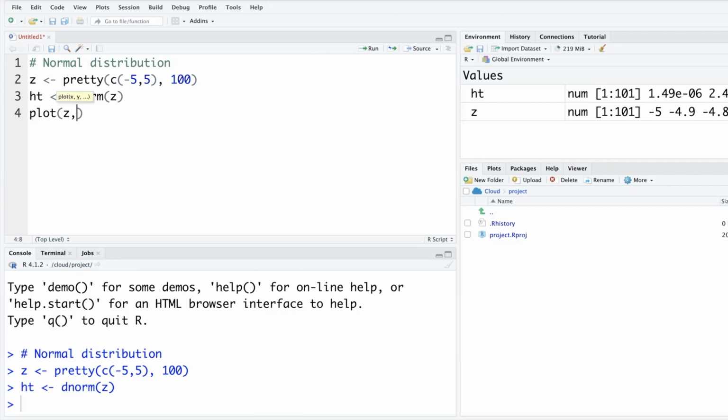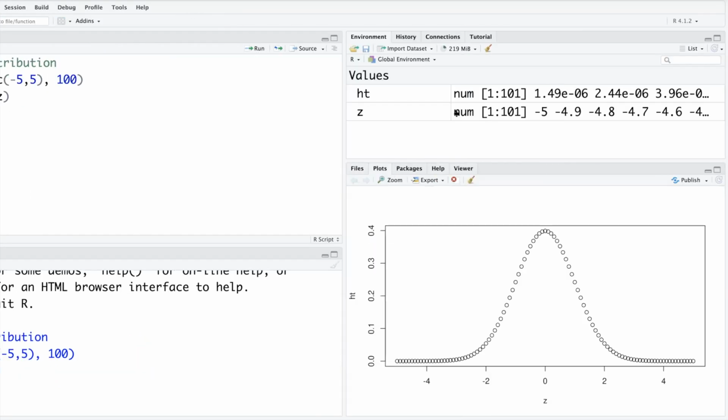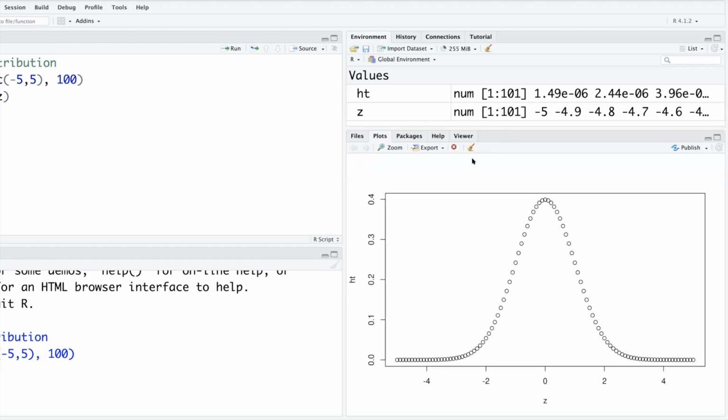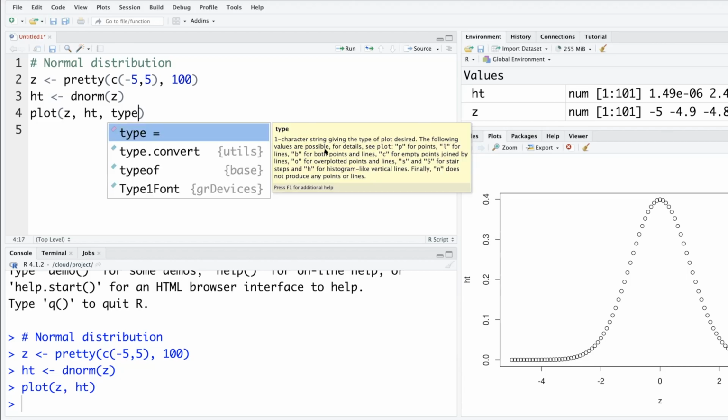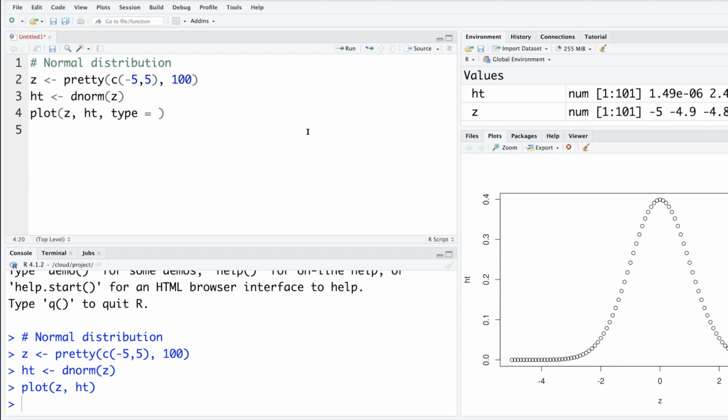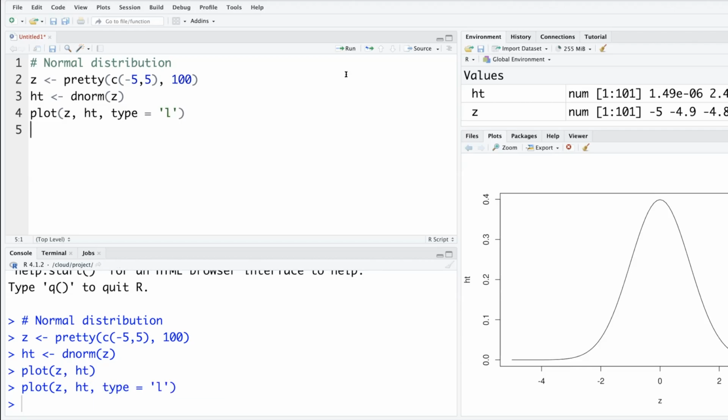Plot z on the x-axis and ht on the y-axis, and it's going to look like a normal distribution. You can change the type of those dots using type. It says p for points, so that's the default. L for lines. If you want a line, I would say use L. So within quotes, L. So this is a normal distribution.